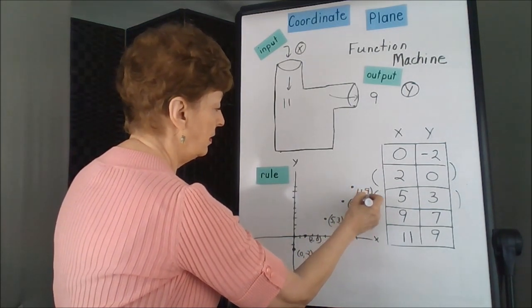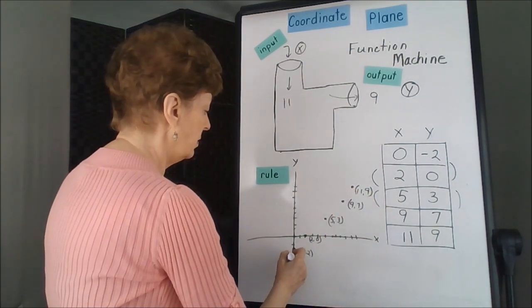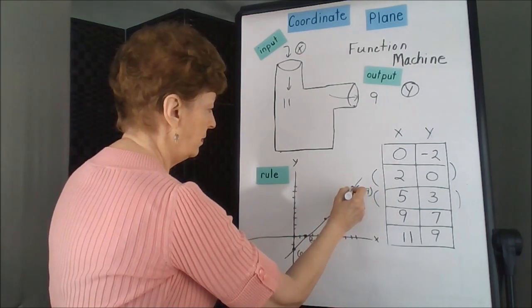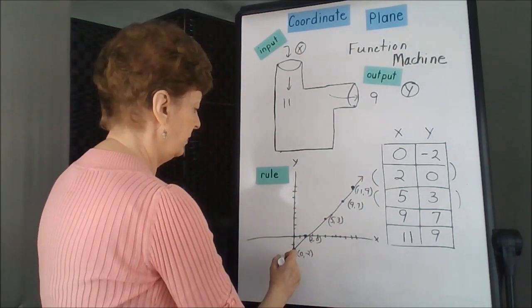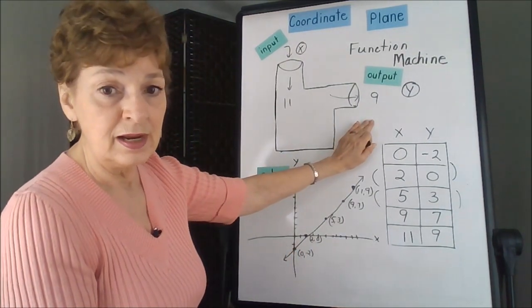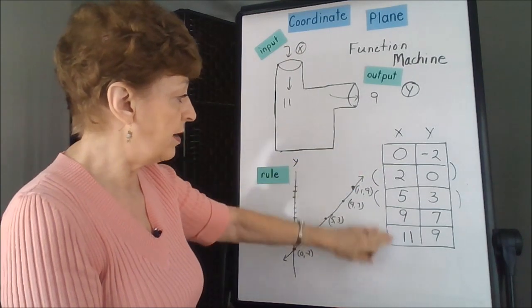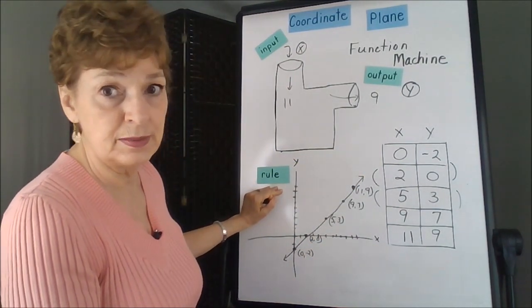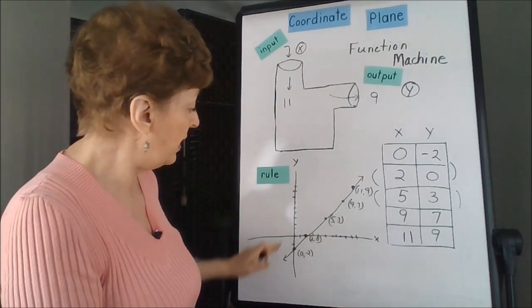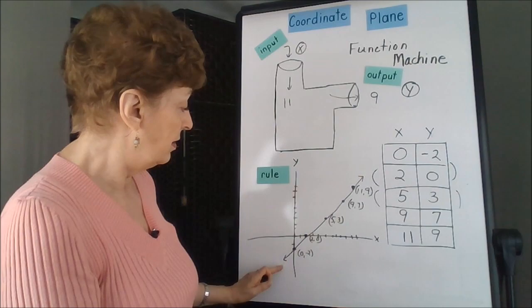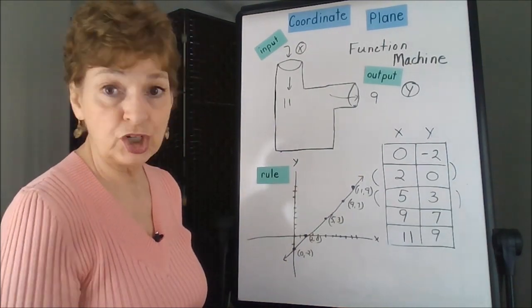That's a function. So our function machine gives us ordered pairs by applying the rule. In this case, it was subtract 2. And we now have an orderly function that gives us a linear or a line.